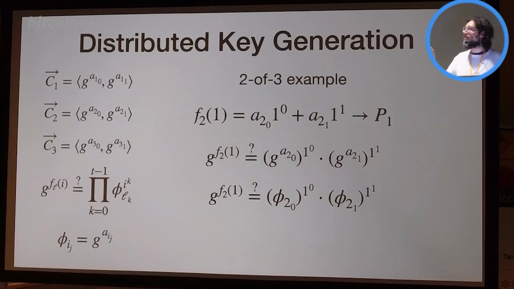We also need to distribute a proof of knowledge for the first coefficient. The participants need to prove that they know that first coefficient, because there's a rogue key attack that can apply here without that proof.